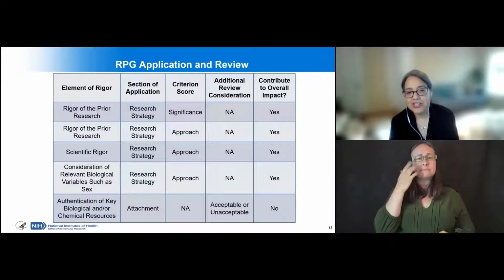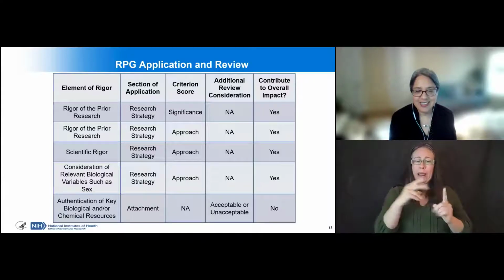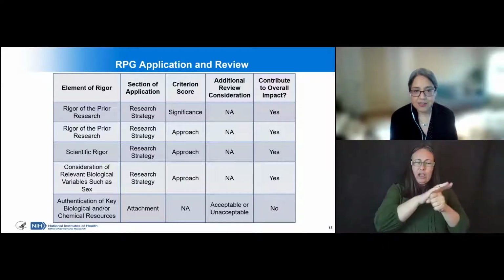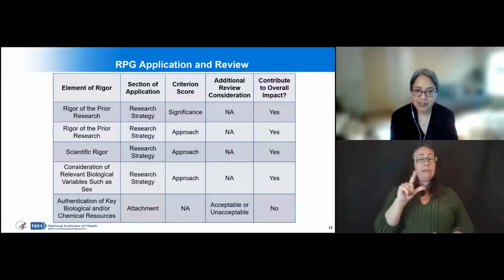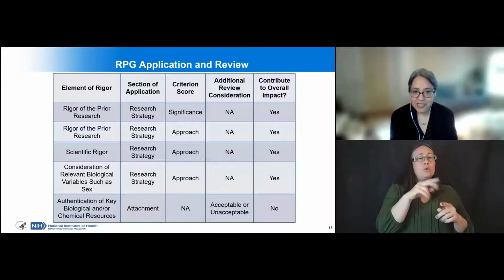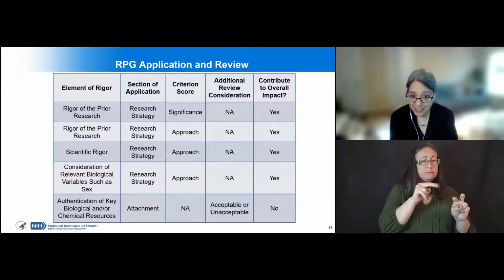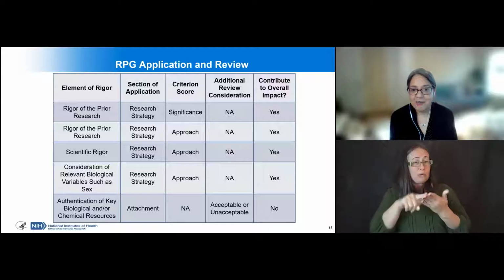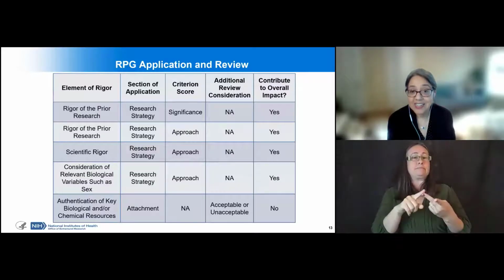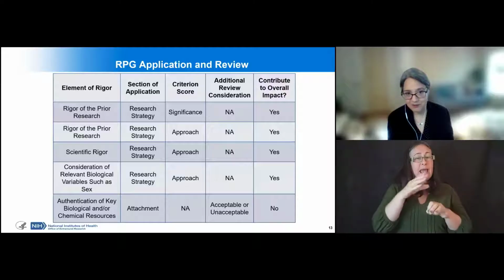Now this is an important chart. This is really showing you where in the application are each of these elements addressed. So we have on the left side, you see the element of rigor, and you see rigor of the prior research. Now, rigor of the prior research, if you look at the section, so it's in the research strategy. It's scored under significance, and it does contribute to the overall impact score.